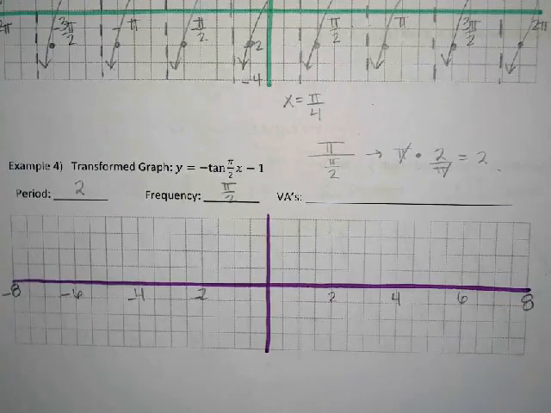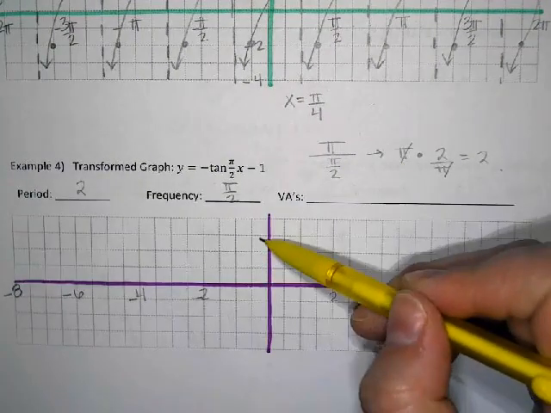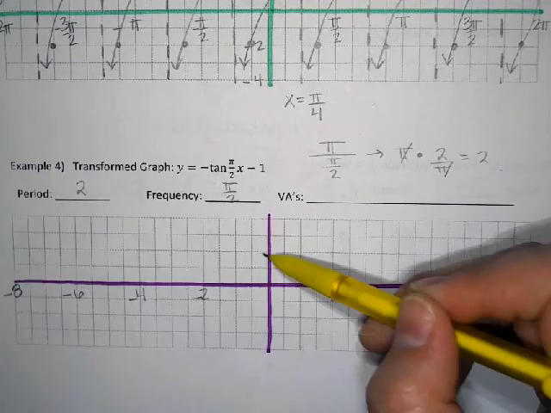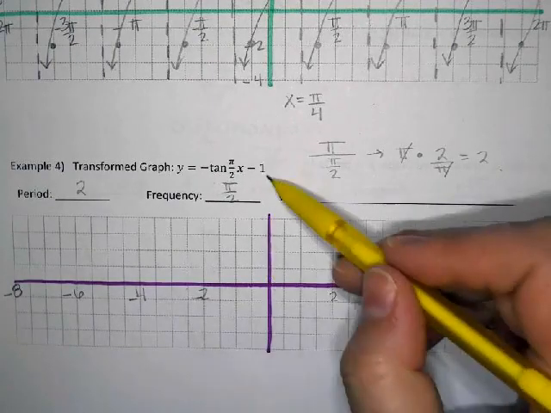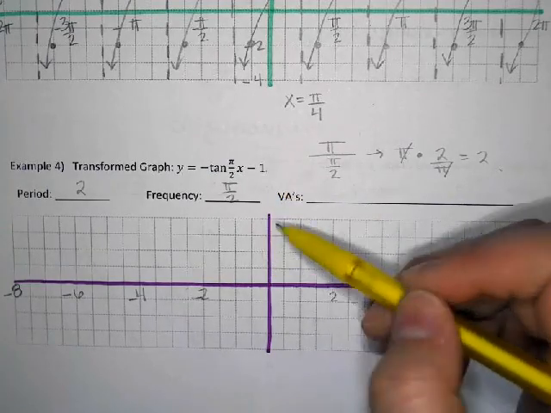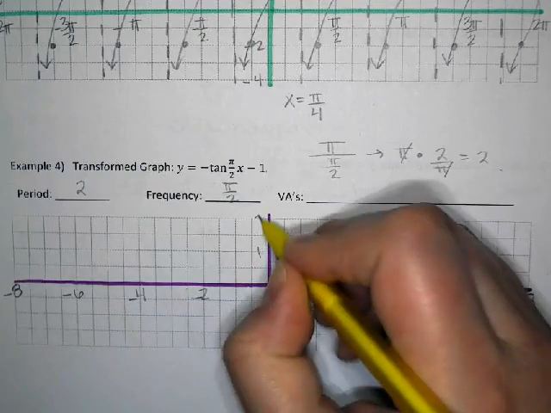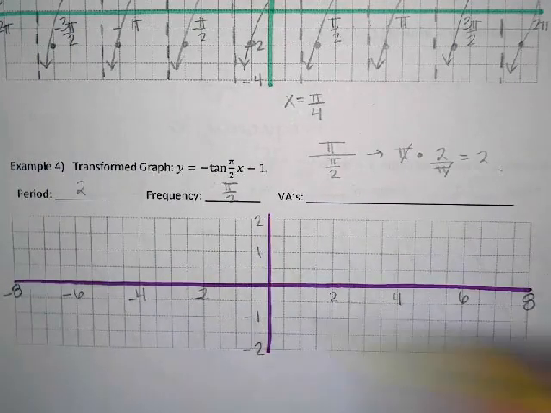With no stretch, with it just being one, do we want to do 1, 2, 3, 4, or do we want to do 1, 2? 1, 2. Oh, keep in mind that we are shifting down one. Still want to do 1, 2? Okay. 1, 2.